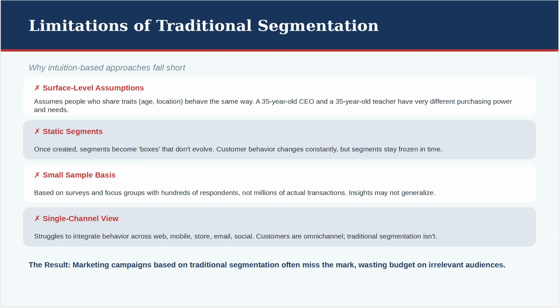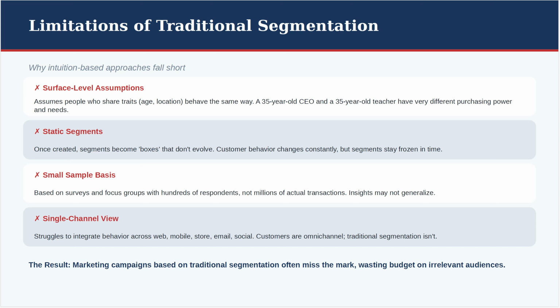The fourth limitation is single channel, which means customers don't live in one channel. They browse on mobile, research on desktops, buy in store, or complain on social media. Traditional segmentation sees just fragments, not the whole picture. For instance, you might classify somebody as low value because on website purchases he hasn't done much, and miss that they're spending heavily in store.